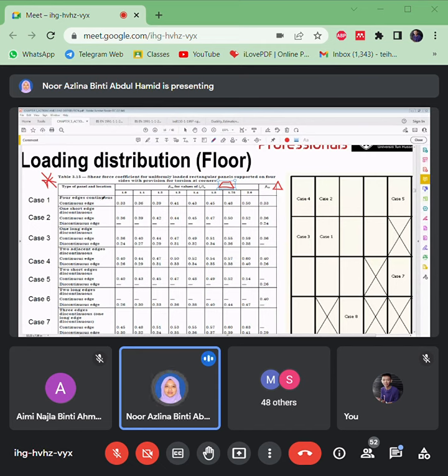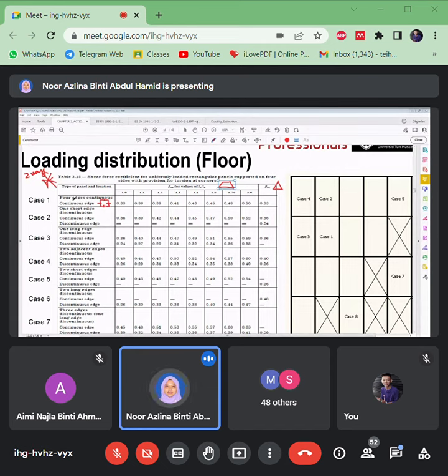Okay, 4 edges continuous. That means if you draw the panels, let's say this is the panels, all the sides are continuous with the beams. Remember, this table is for two-way slabs. Kalau one-way slab, tak payah tengok table. Just divide by 2, it's loads and also its lengths, right? But for two-way, it's more complicated here. So that's why EC2, EC1, BS come out with these tables to simplify the equations.